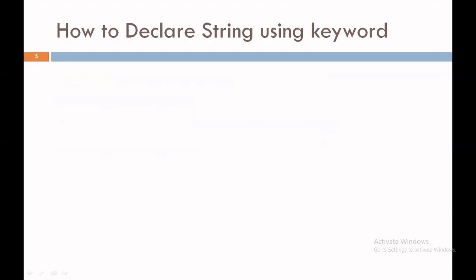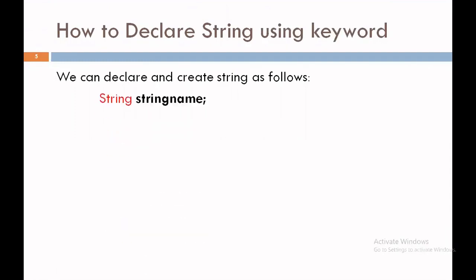Let's see another way in which we can declare a string using the new keyword. We can declare and create a string as follows using the new keyword. First of all, we declare the String name, then name equal to new String, then the value. As we all know, the Java new keyword is used to create an instance of a class. In other words, it instantiates a class by allocating memory for a new object and it returns a reference to that memory.